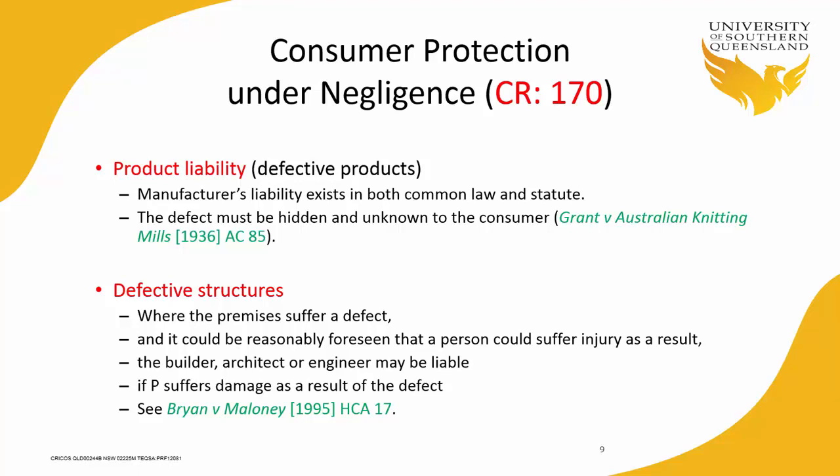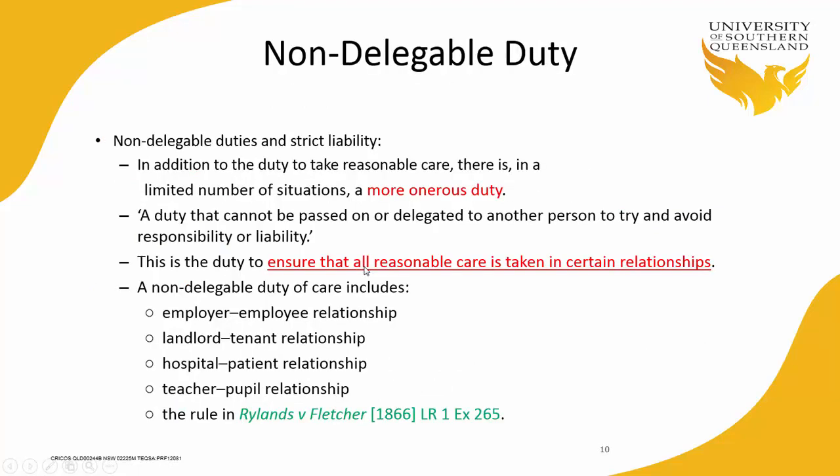Same thing, there's a discussion there in relation to things like defective structures, where the premises suffer a defect, and it could be reasonably foreseen that a person could suffer injury as a result, the builder or the architect or the engineer may be liable. So the discussion starts on page 171. Alright, we have discussed, if only briefly, this idea of non-delegable duty. This is again on page 167, and again it says that there's a higher standard of care, especially in relations, for example, like an employer and employee.